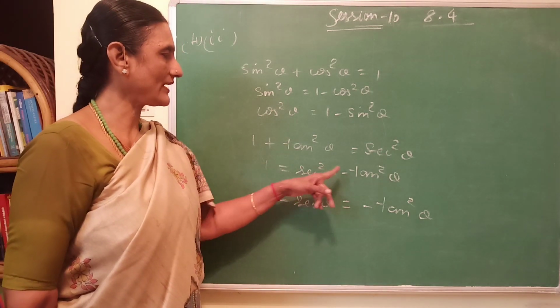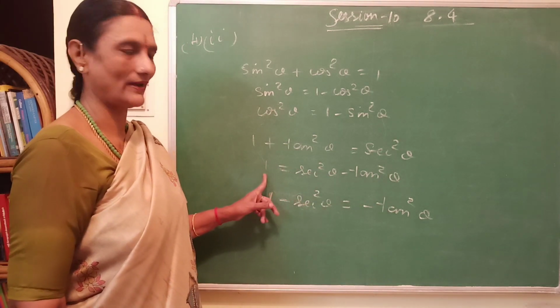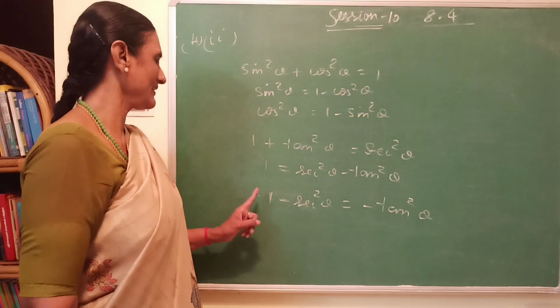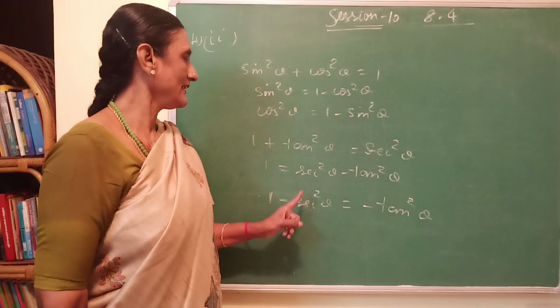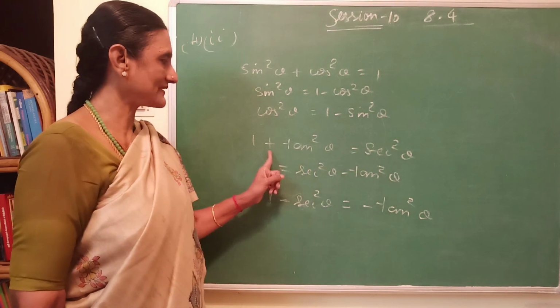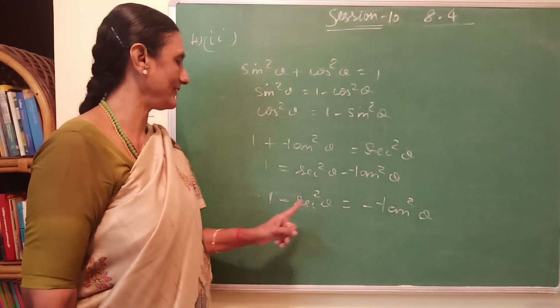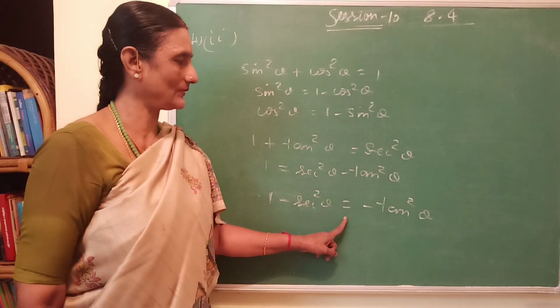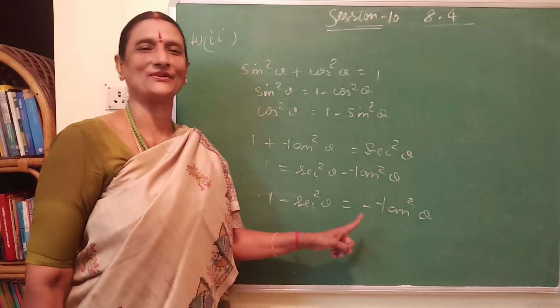So secant square minus tan square gives you 1. That is one type of application. And 1 minus secant square theta. Secant comes this side and tan goes to the other side. You will get 1 minus secant square theta equal to minus of tan square theta.